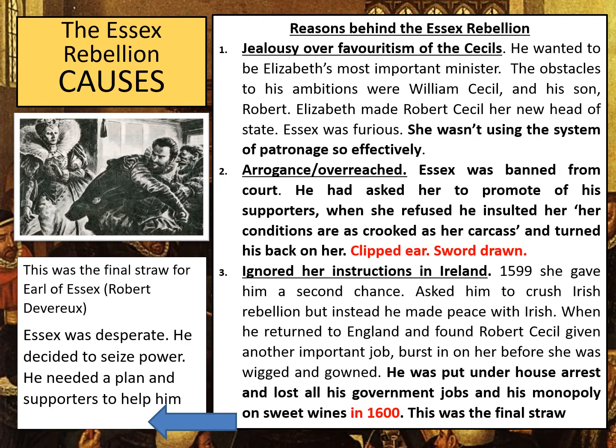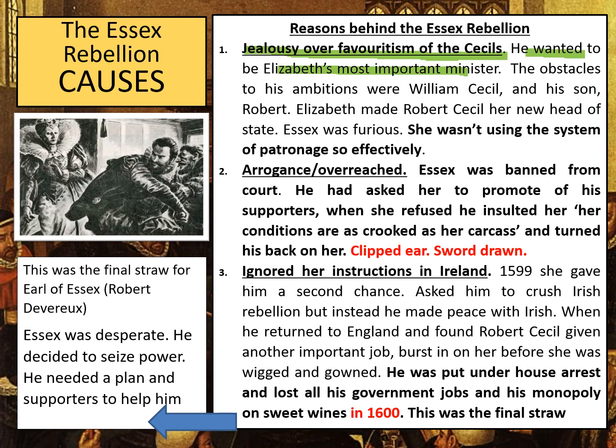The first area of the Essex Rebellion that you need to know about is the causes, which tells us a lot about how Elizabeth's government was run and the fact that she was less successful over time. The first cause was about Robert Devereux, the Earl of Essex, being very jealous over the favouritism of the Cecils. He wanted to be Elizabeth's most powerful minister, which would then help him be able to have great wealth and status. He was only 29 years old in 1596, and a great future seemed to lie ahead of him.